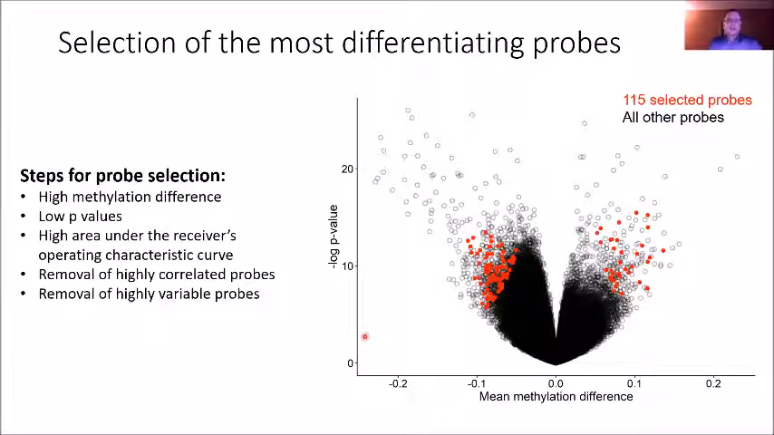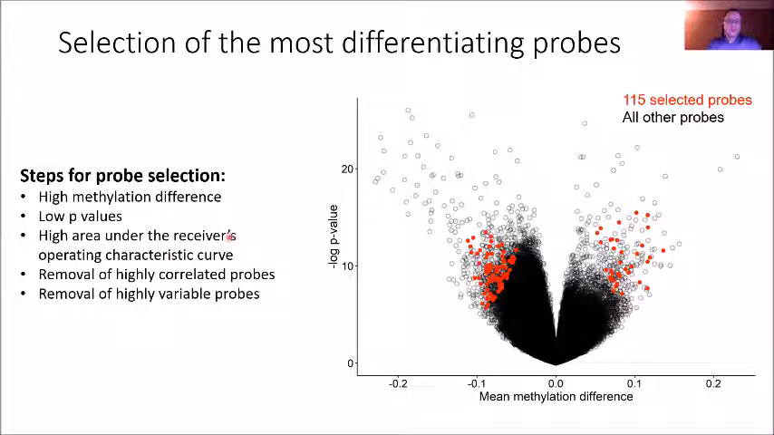So using these samples, we want to find the most differentiating probes. So the places in the genome where the DNA methylation is the most different between the cases and controls. And we use a number of different statistical and analytical steps to do this. So first we look for places where there's a high methylation difference, somewhere where the ARTHS samples have high methylation and the controls have low, or vice versa. We look for probes that have low p-values. That means that they are statistically significant.